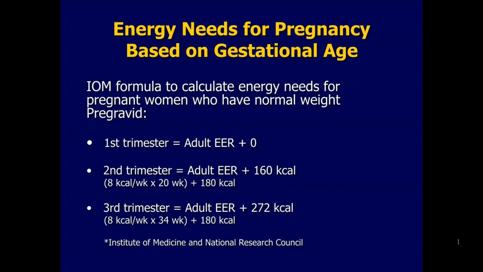But technically, from the second trimester, you are adding in more. So if you're looking at the formula, you have the adult EER, and you know the whole formula as it goes along, plus 160 calories or 8 kilocalories per week times 20 weeks, and you add the extra 180 calories. And the third trimester is where the energy need is the greatest, so you're adding in a lot more calories.